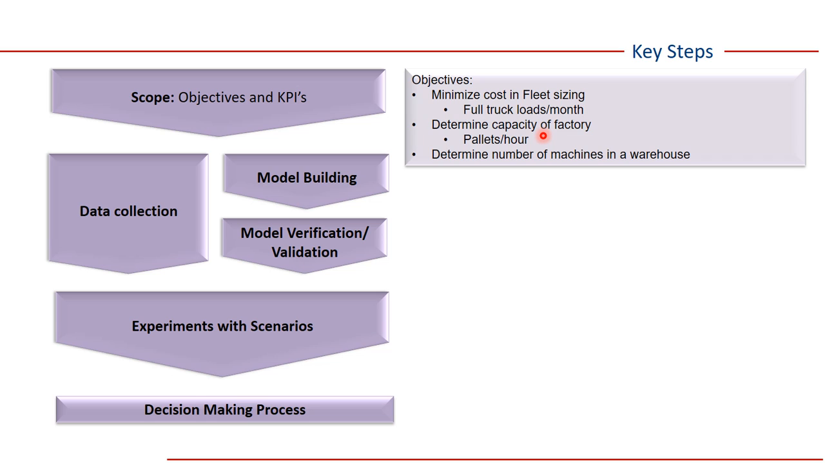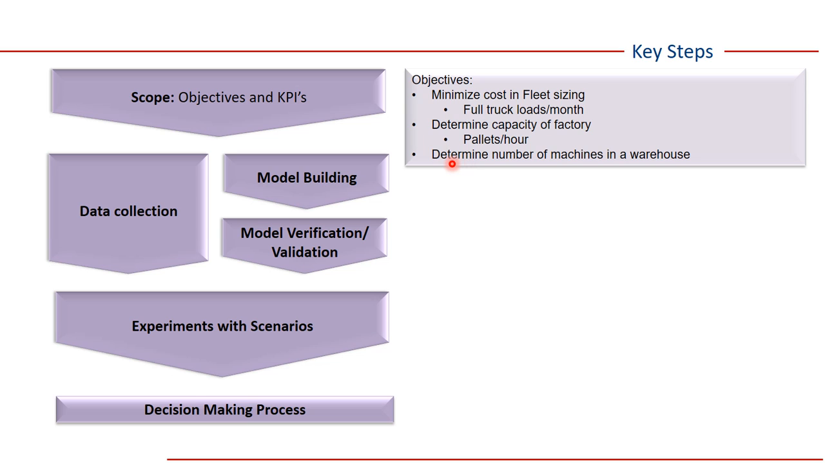For example, when you talk about minimizing total cost, usually it's necessary to measure the full truckloads in a month. And if you are going to determine the capacity of the factory, you have to measure the pallets per hour in a warehouse or in a factory, maybe. It's just an example, okay? And determine the number of machines in a warehouse, for example. Usually you have a clear objective and you need to be sure of the KPIs that are going to be measured, okay?